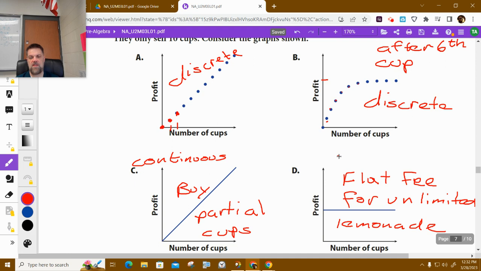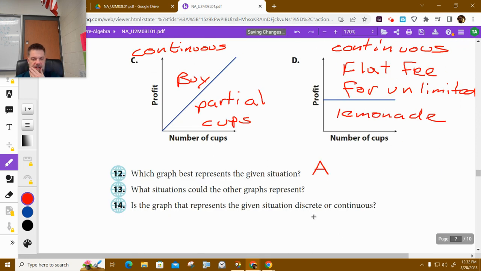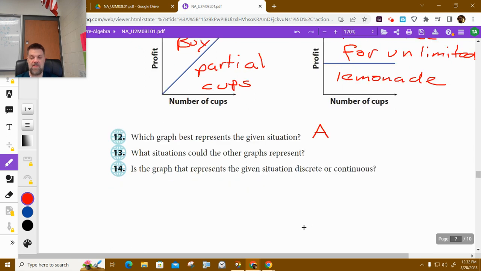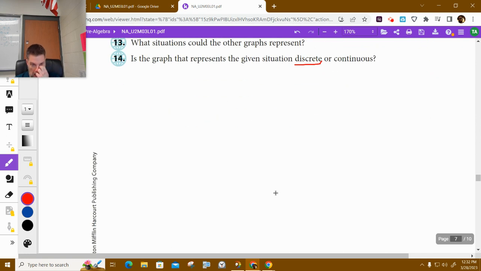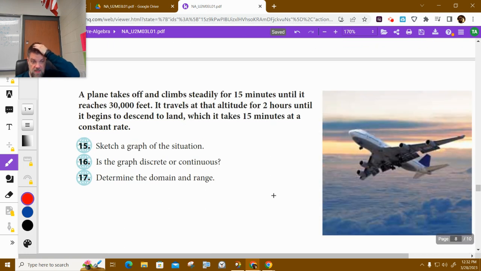And then what is D? Continuous or discrete? Continuous. I think I spelled continuous right. I misspelled the word infinitely. I spelled it infinite. I got infinitely and definitely confused in my mind. So discrete it is. Okay, moving on to the next one.